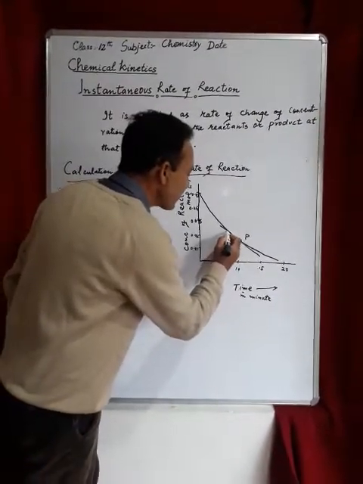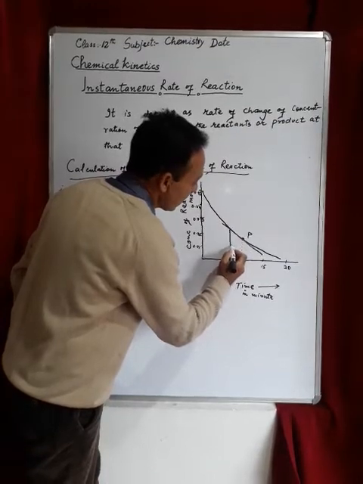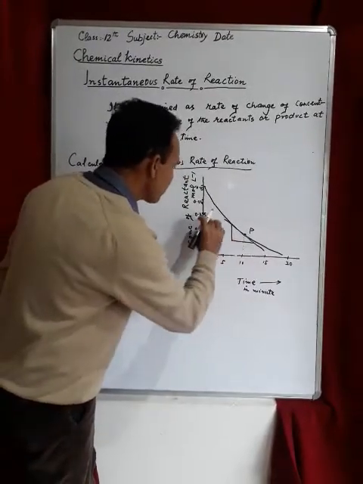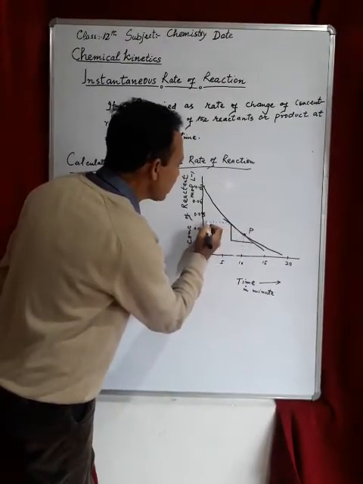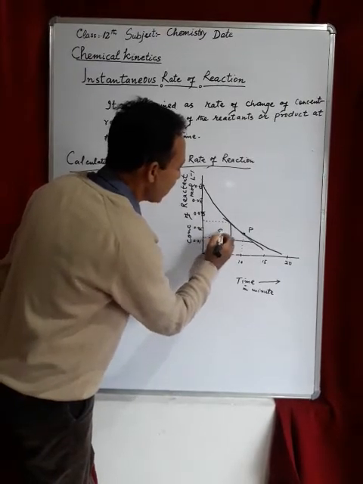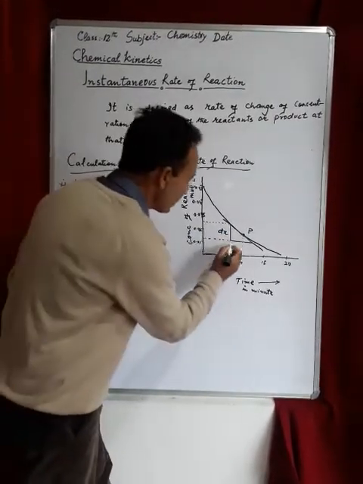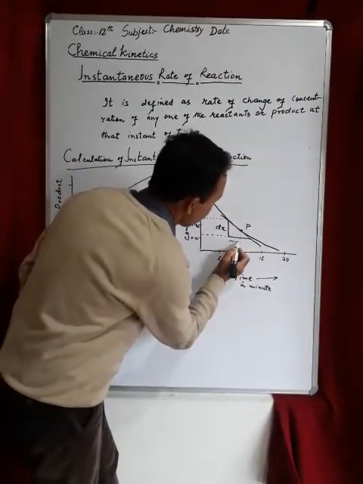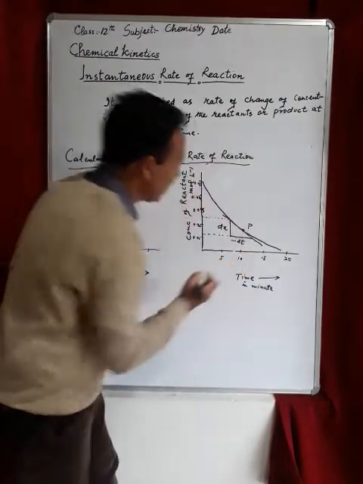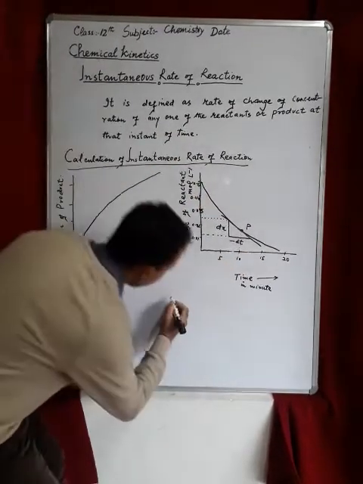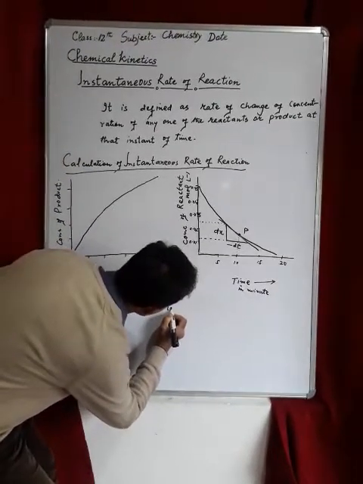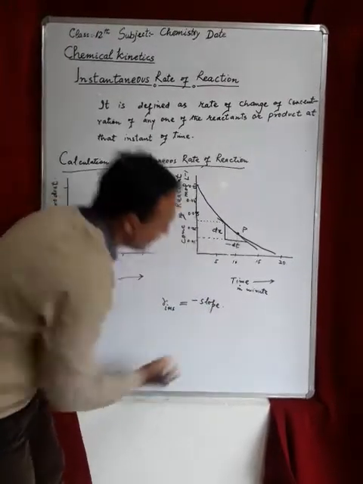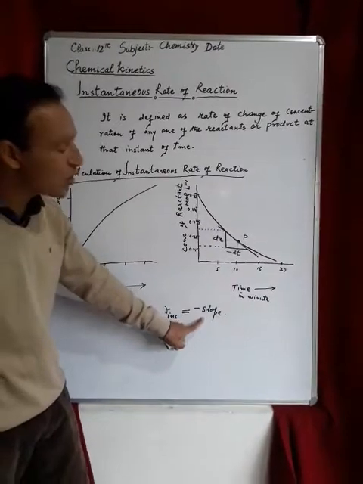Now slope, we will draw the slope. Say this is the small change in the concentration, and we denote it by dx, and this is the small change in the time, we denote it by dt. Then the instantaneous rate is equal to minus slope. In case of the reactant, this is equal to the minus slope.